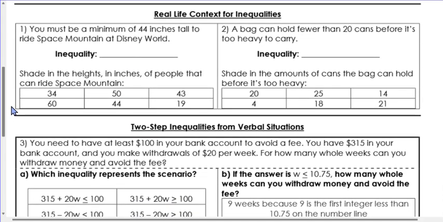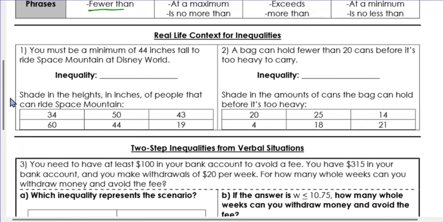So we have two scenarios here that are really going to be simple inequalities. First one says you must be a minimum of 44 inches tall to ride Space Mountain at Disney World. You have to be 44 inches or taller. That's what a minimum means. You could be 45, you could be 46, but you have to be 44 or more.